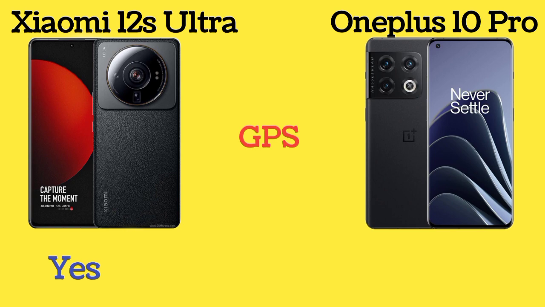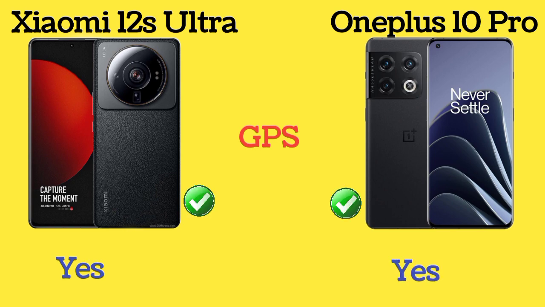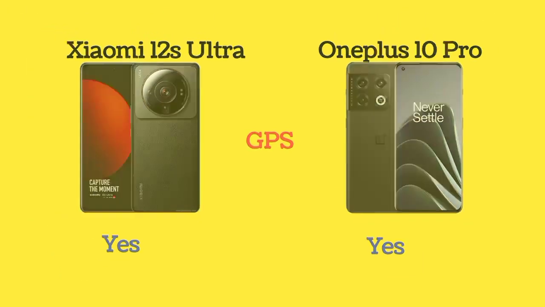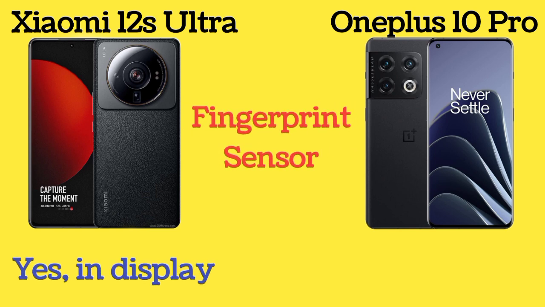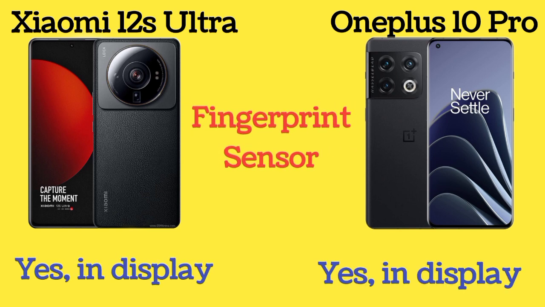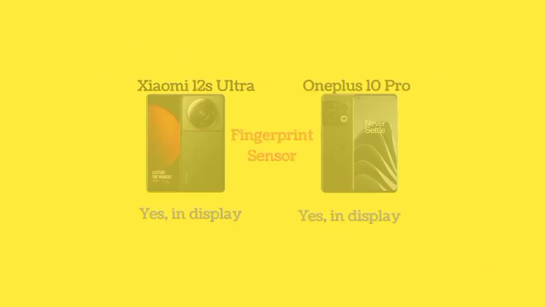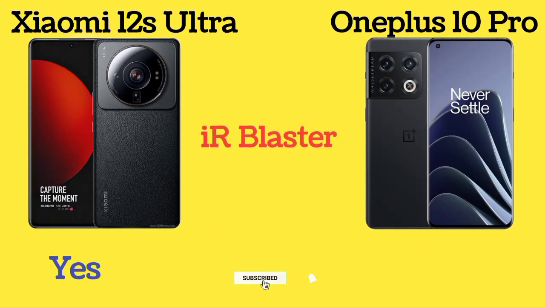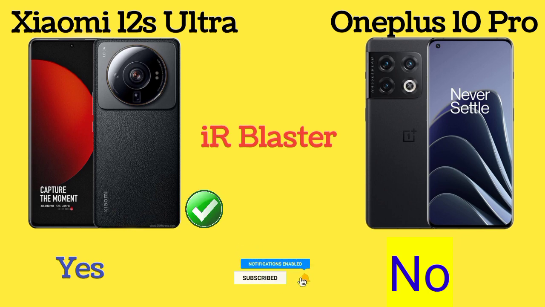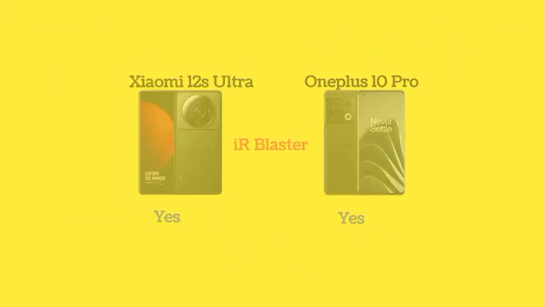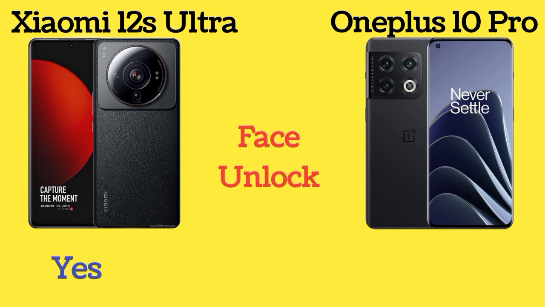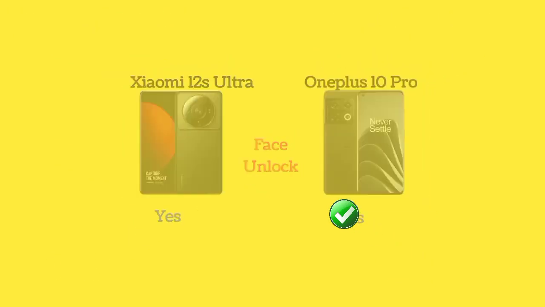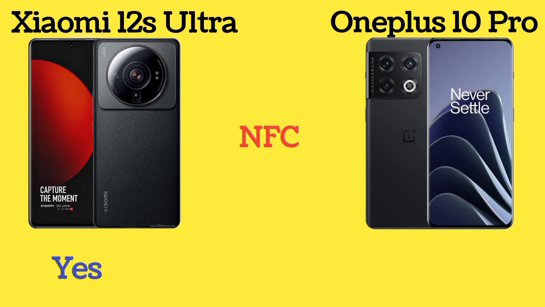Xiaomi 12s Ultra and OnePlus 10 Pro both phones have GPS. Xiaomi 12s Ultra and OnePlus 10 Pro both phones have in-display fingerprint sensor. Xiaomi 12s Ultra and OnePlus 10 Pro both phones have IR blaster. Xiaomi 12s Ultra and OnePlus 10 Pro both phones have face unlock. Xiaomi 12s Ultra and OnePlus 10 Pro both phones have NFC.